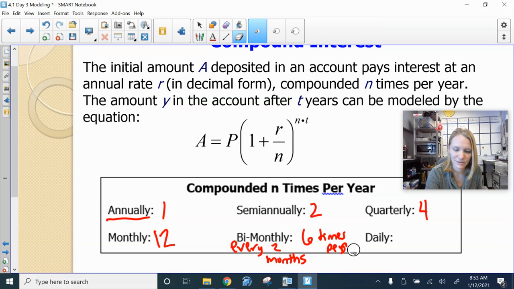I can do this. Spelling, not always my strong point. There we go.